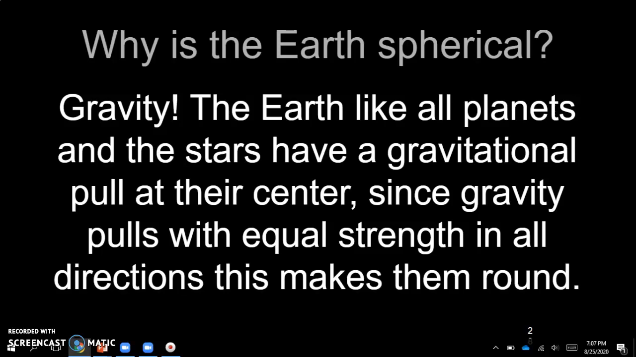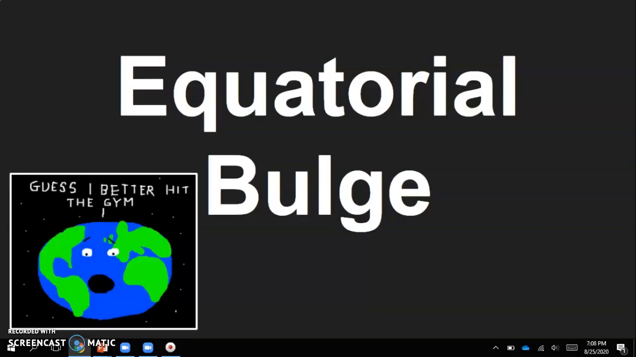The Earth, like all planets and the stars, has a gravitational pull at its center. Remember, that's what keeps you grounded on the Earth. Since gravity pulls with equal strength in all directions, this makes them round. So the force is equal and opposite, and because there is the force of gravity in all directions on a planet pulling it to the center, it just makes them spherical, so it makes them a circle.